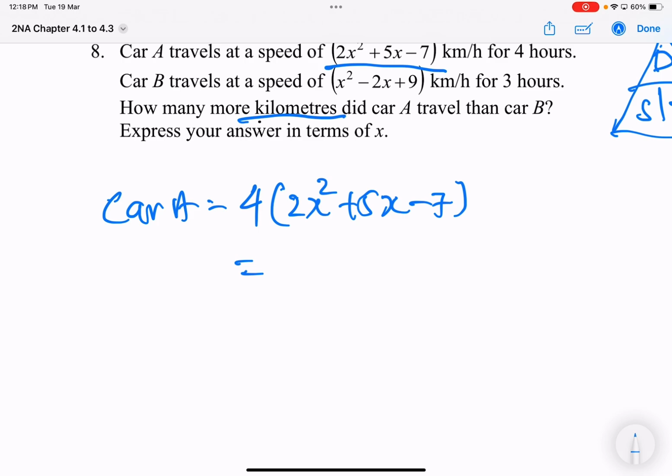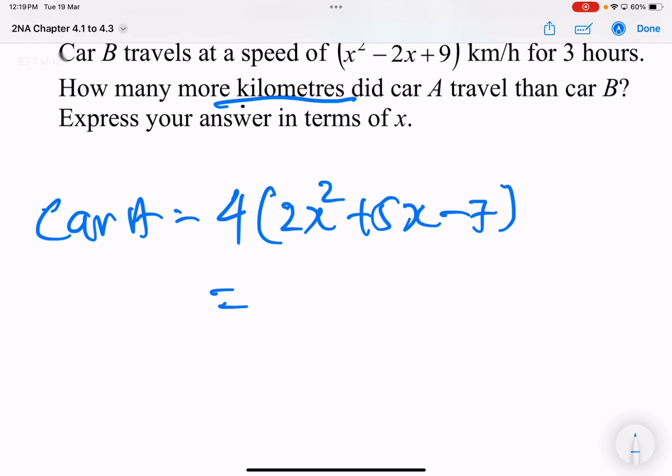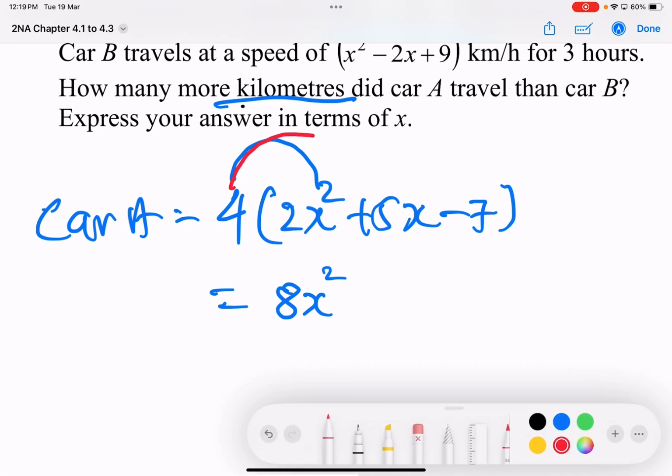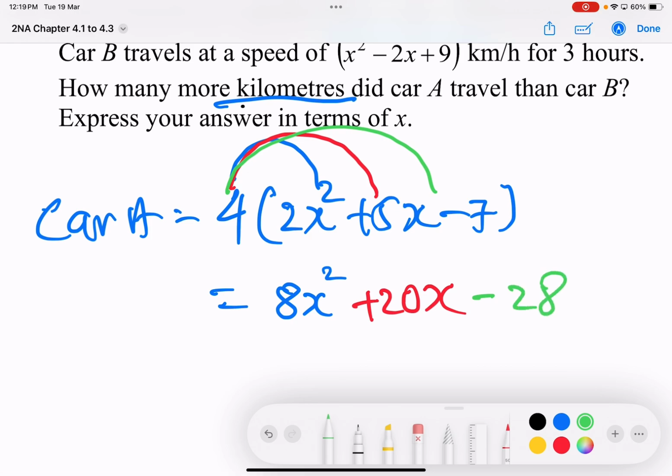Okay, so how do we expand this? Rainbow method. The number on the outside, you will multiply to each and every single number on the inside. So I'll take 4 times 2. 4 times 2 gives me 8x squared. Next, I will take 4 times 5. 4 times 5 gives me 20x. And lastly, 4 times negative 7 gives me negative 28.